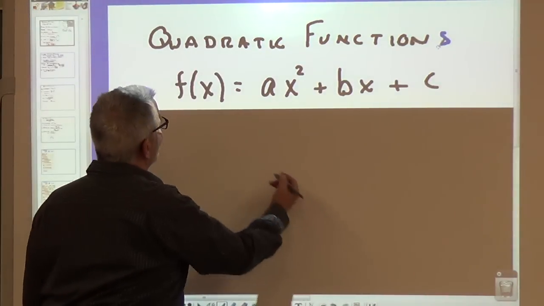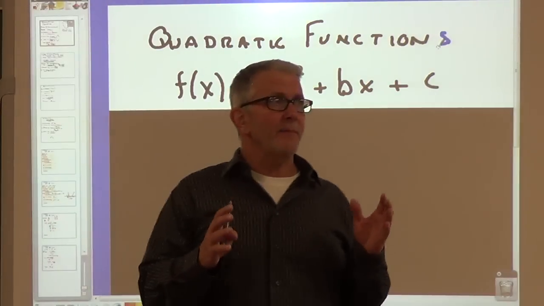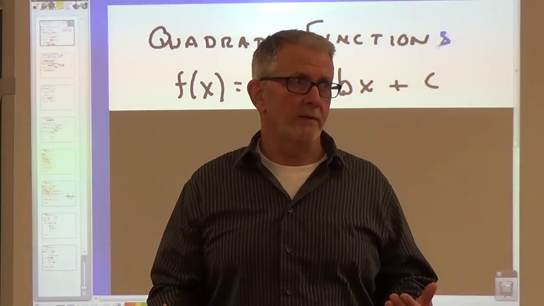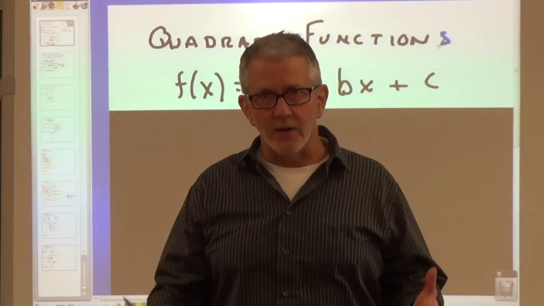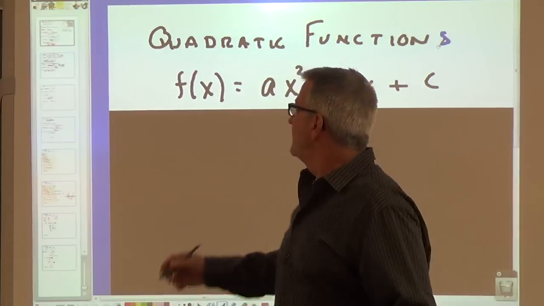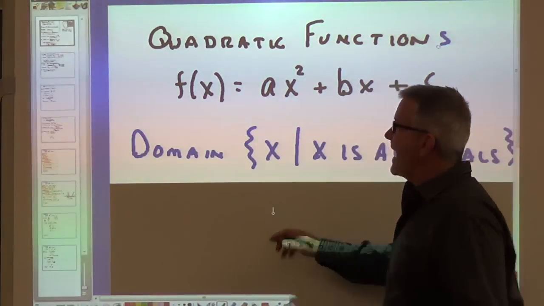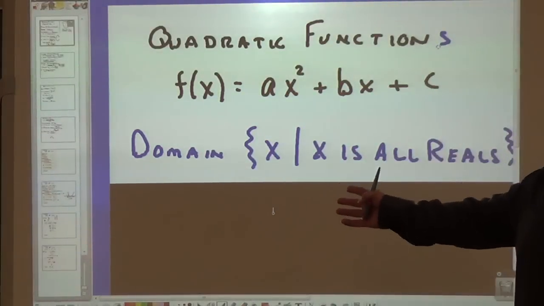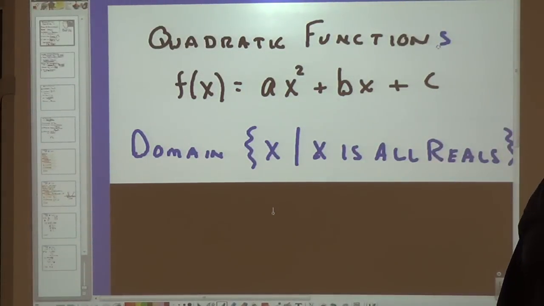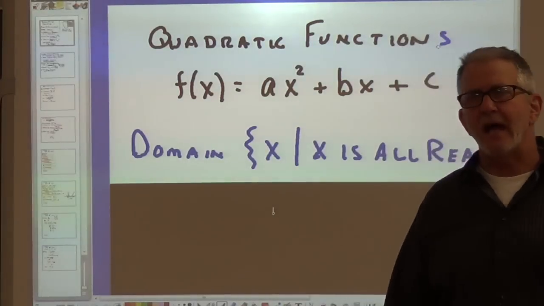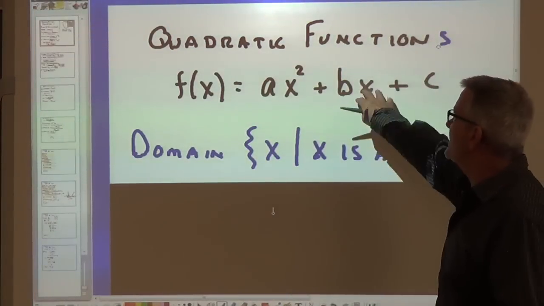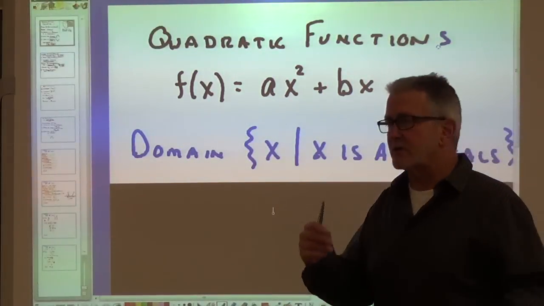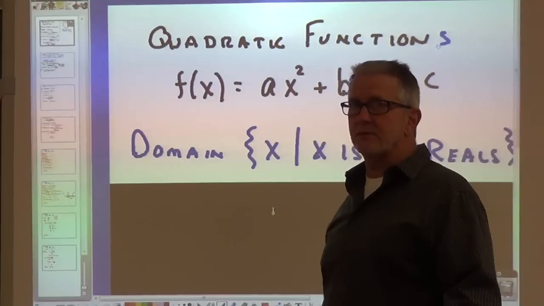Here we go. What's the first thing when talking about any function? The first thing you want to talk about when you're analyzing any function is the domain of that function. And the domain of a quadratic function is all reals. X can be any real number. I can put any real number into that function, and I will output a real number. No restrictions on the domain of a quadratic function.